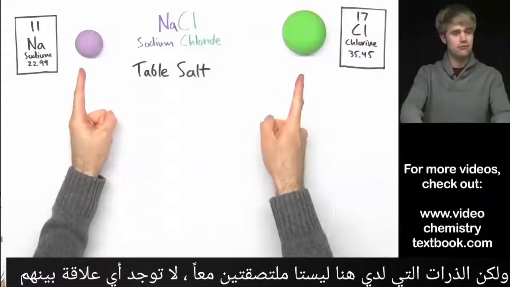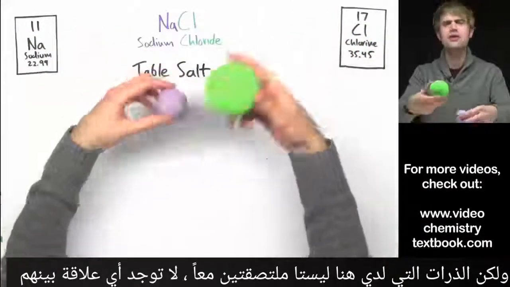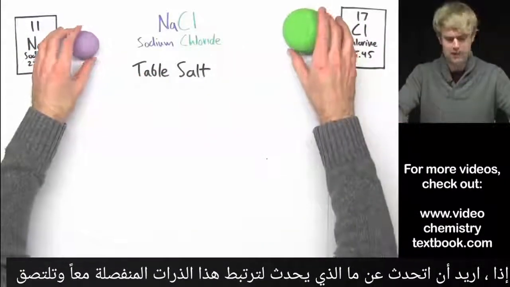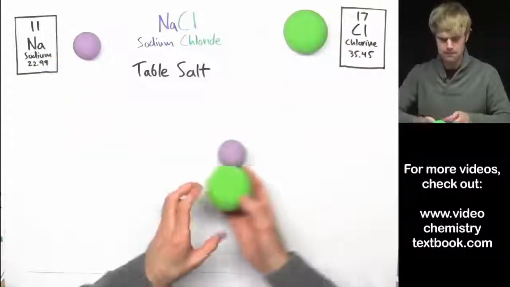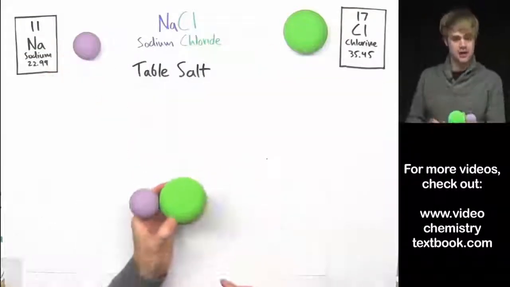But the atoms that I have right here, they're not glued together. They're just kicking it over here. They have nothing to do with each other. So I want to talk about what happens to get these separate atoms connected and glued together, like these. How we go from this to this.